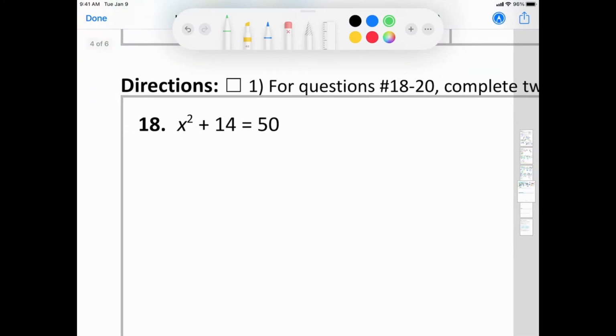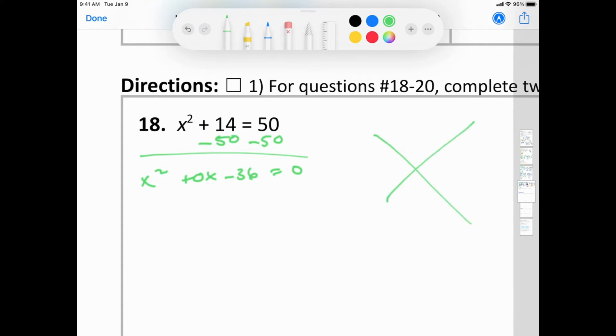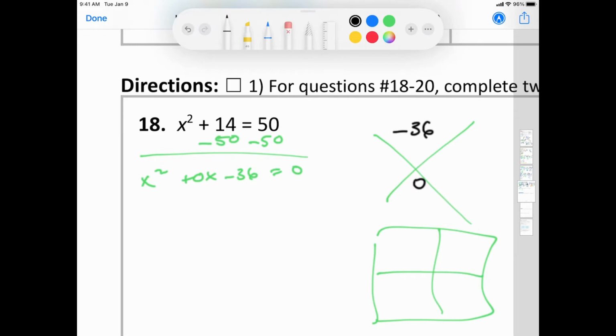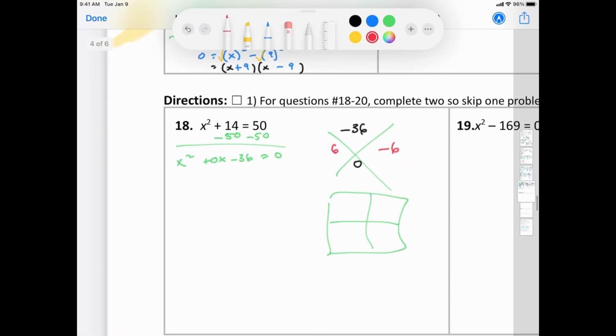Remember, 14 is not a b value. If you subtract 50, you'll get x squared plus 0x minus 36. And then hopefully you're getting really good at this x in this box. You don't have to label it. Eventually I see students do this. A times c is negative 36. B value is 0. My 2 numbers are 6 and negative 6.